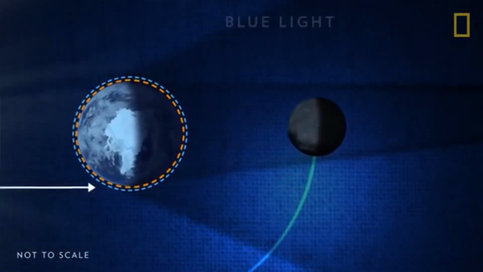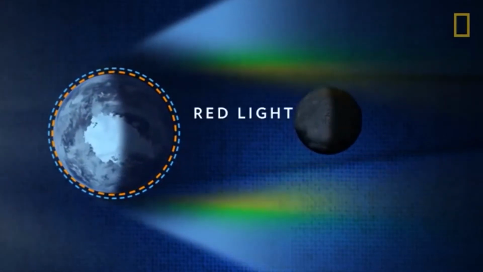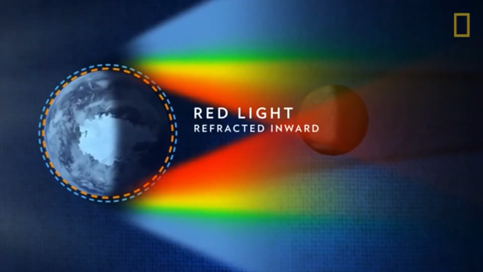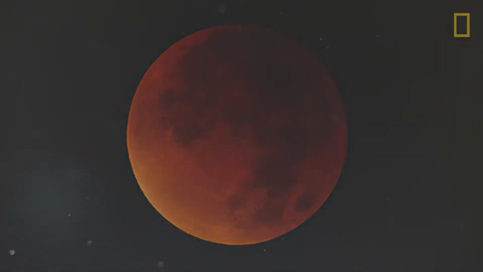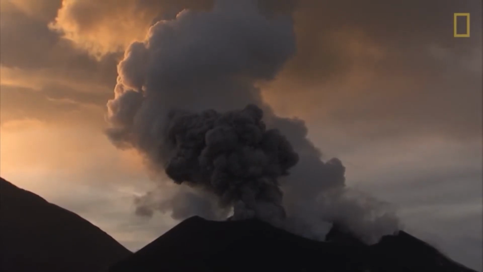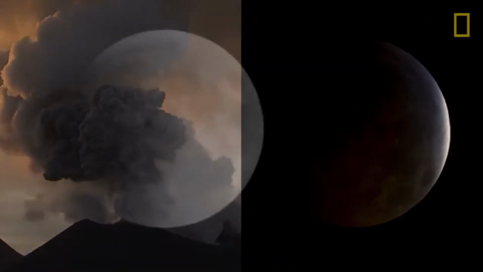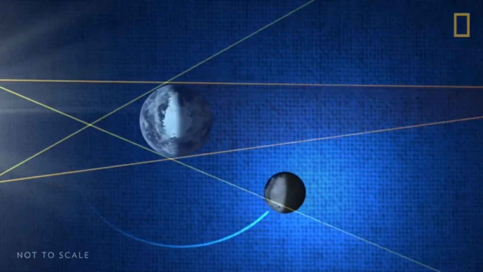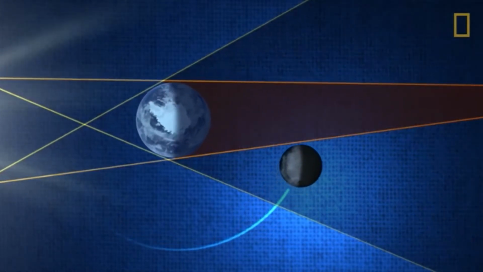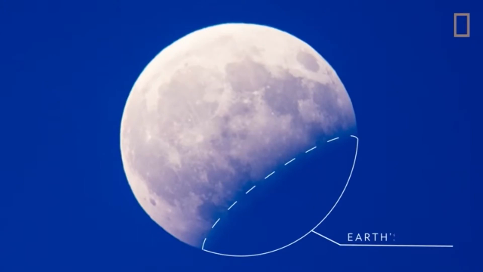While shorter blue wavelengths of light are scattered outward by the Earth's atmosphere, longer red wavelengths are refracted or bent inward toward the Moon, making it appear red. The brightness of the Moon's red glow depends upon how much dust and clouds are in the Earth's atmosphere. Following volcanic activity, ash can block out enough light to render the Moon a darker red or even near black. A partial lunar eclipse, the second type, occurs when the Earth, Moon, and Sun don't perfectly align, so only part of the Moon passes into Earth's umbra. Earth's shadow appears very dark on the side of the Moon facing Earth.